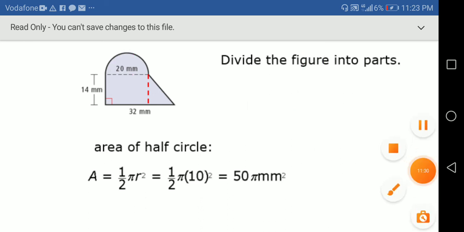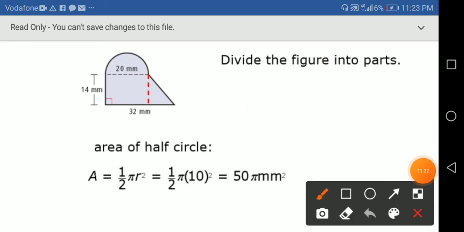So pi r squared: here the 10 squared is 10 times 10, which is 100. Half of 100 gives me 50 pi millimeters squared. So this is 50 pi.